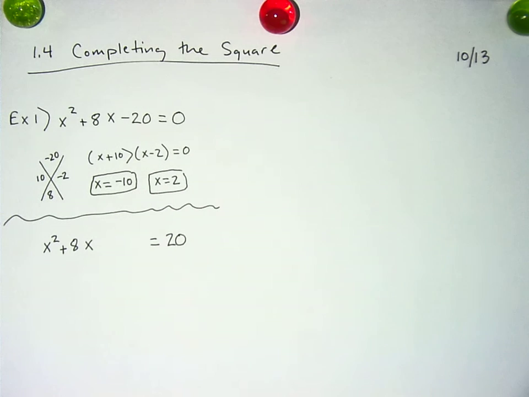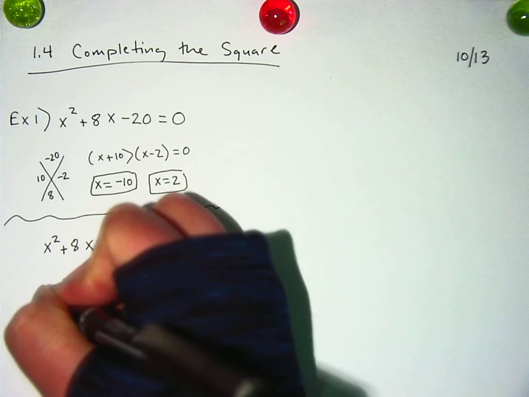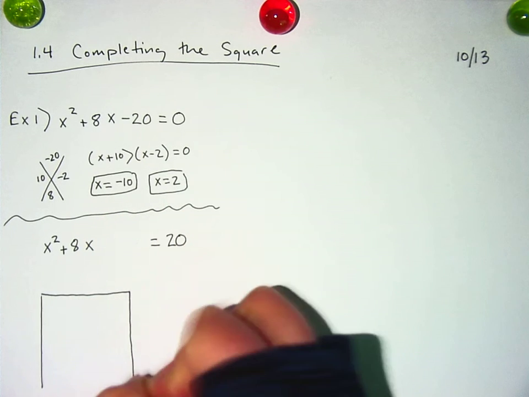Why is it positive 20 on the other side? Add on both sides to cancel out. Right, add 20 on both sides to cancel it out. So now I've got it looking like that. And then I'm actually going to draw a square and complete the square.